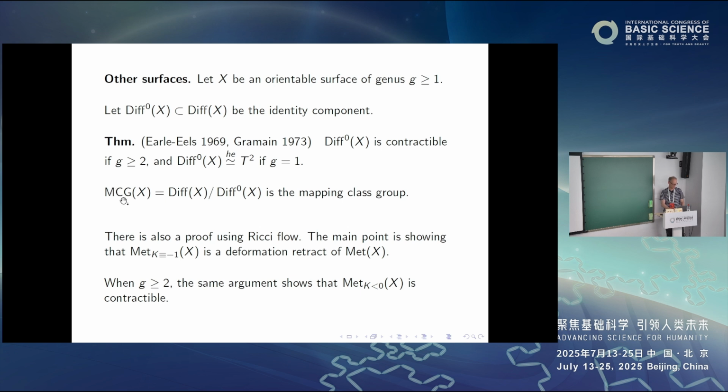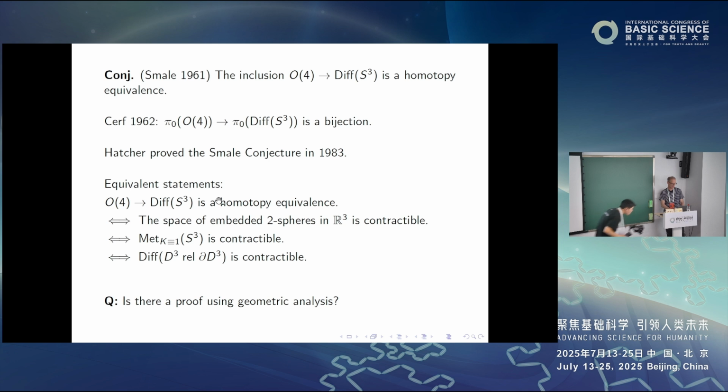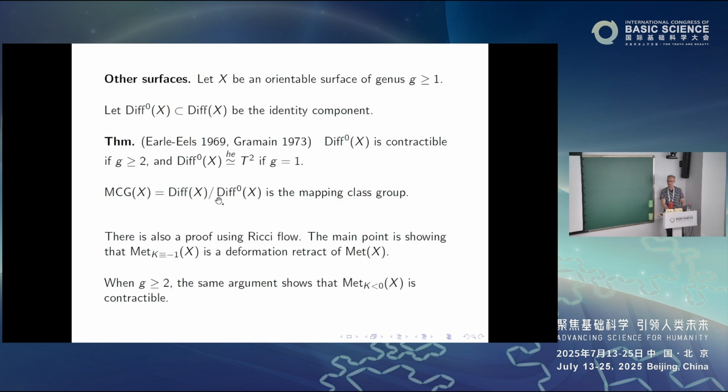Now, if you want to understand the full diffeomorphism group, then you look at the quotient, but that's a mapping class group, which has been well understood for a long time. There's one proof using conformal geometry, and in the higher genus case, you can also give a proof using Ricci flow. For example, in the genus 2 or higher case, you use Ricci flow to deform your metric to something of constant curvature -1.